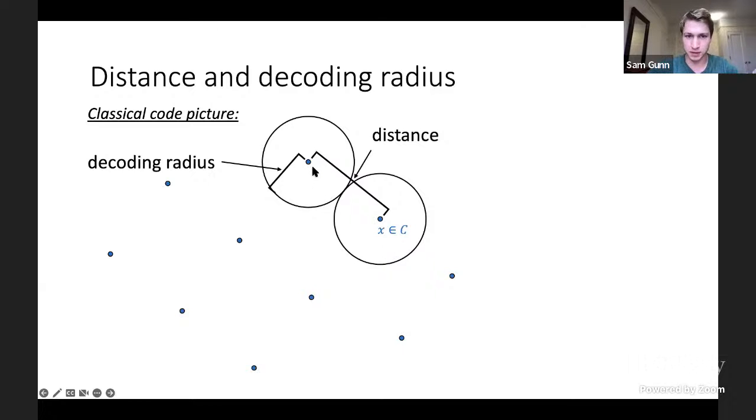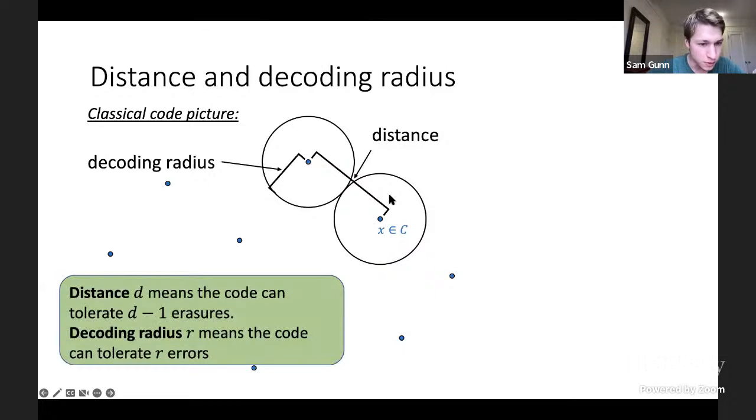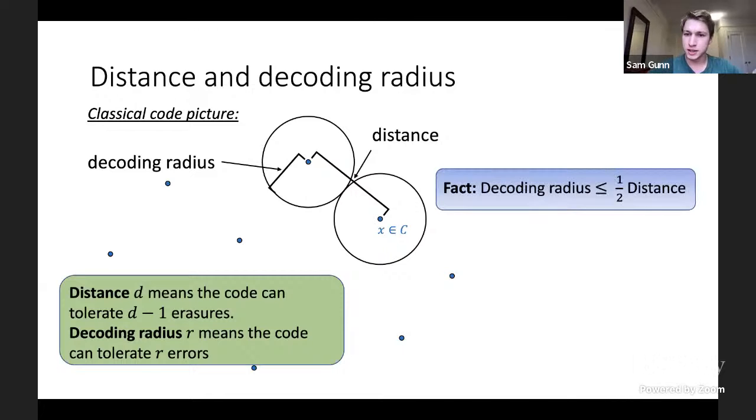So again, all in Hamming distance. That's where these terms decoding radius and distance come from. Operationally, we're going to use these in the green box, where distance is the number of erasures and decoding radius is the number of errors. And it turns out these notions are equivalent, at least for decoding radius, I think it should be clear.